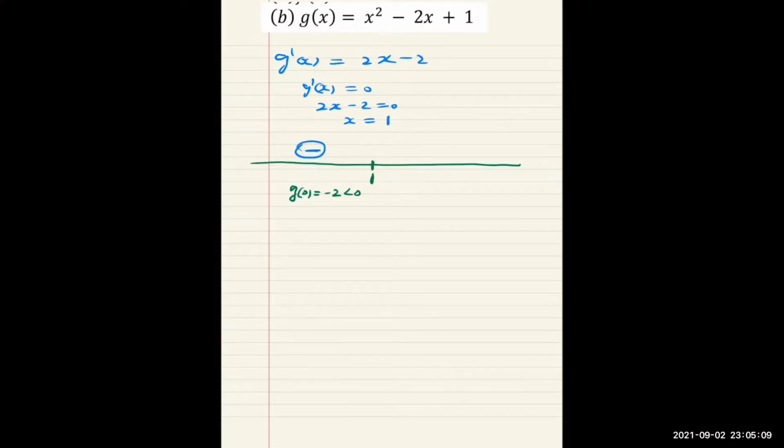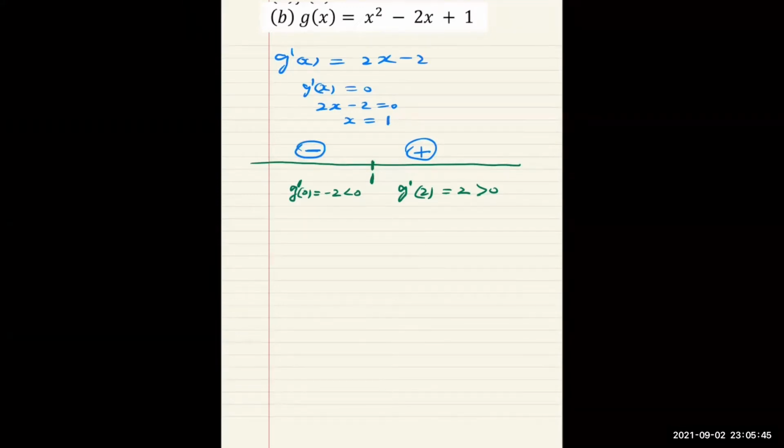Now I'm going to pick a value from the right-hand side. I'll compute g of 2. Pardon me, g prime. I have to construct the sign chart for g prime. So I compute g prime of 2. G prime of 2 is equal to 2. That is positive. That means your derivative has to be positive in the interval 1, infinity, and negative in the interval minus infinity, 1.